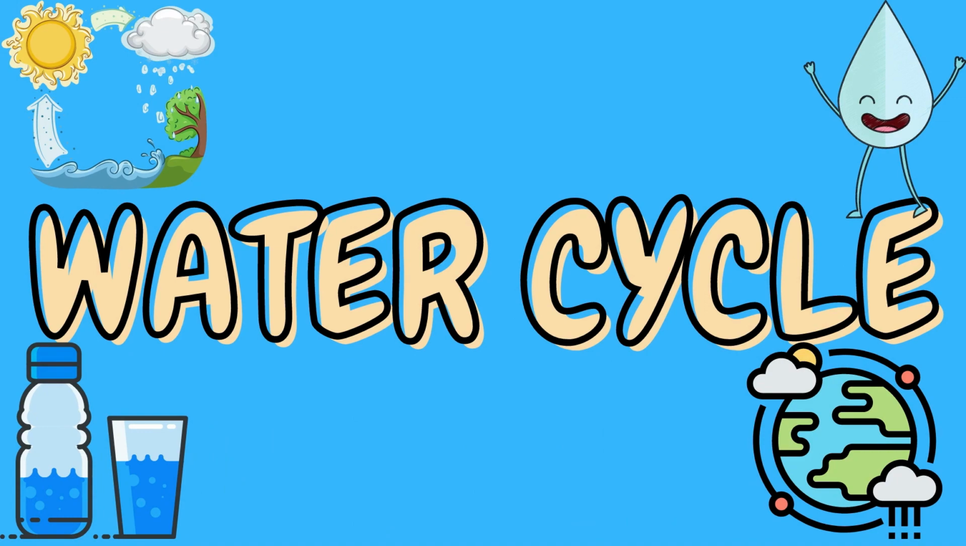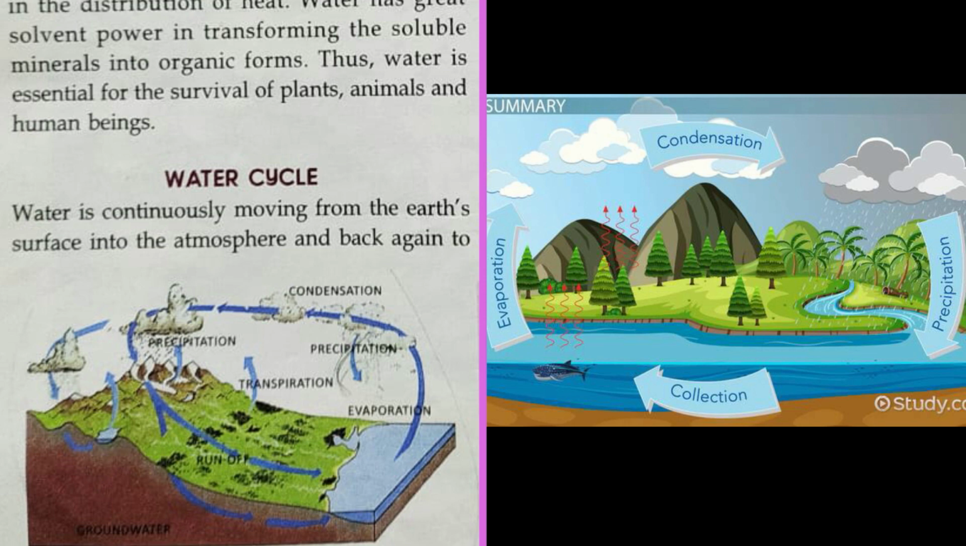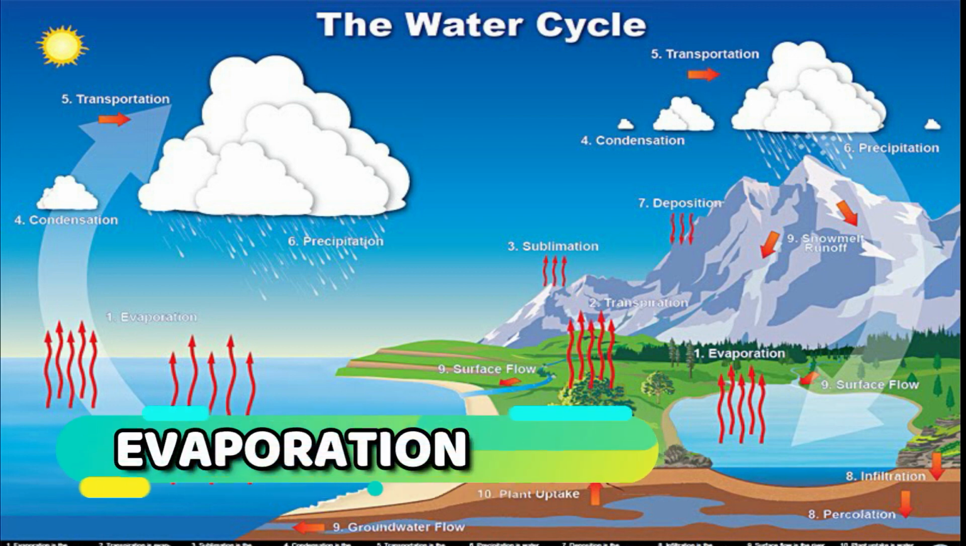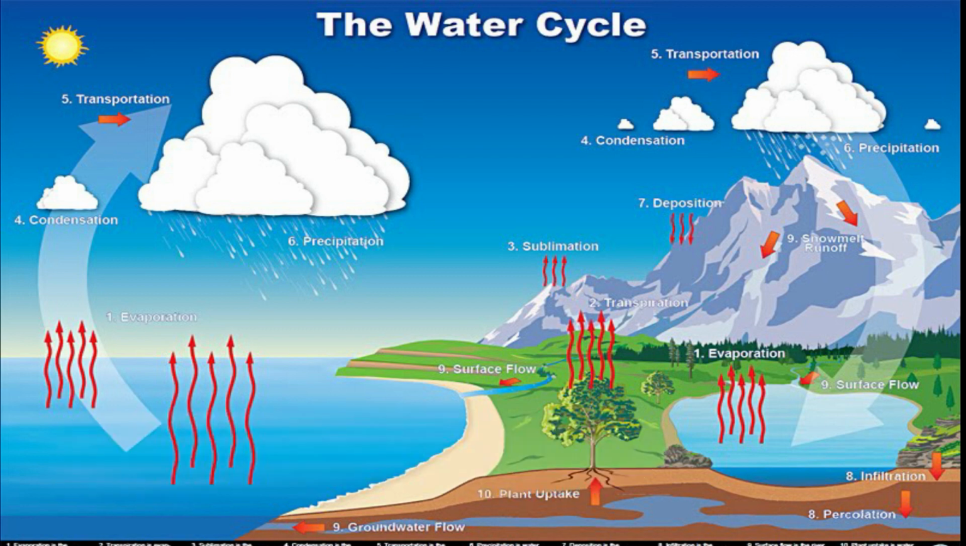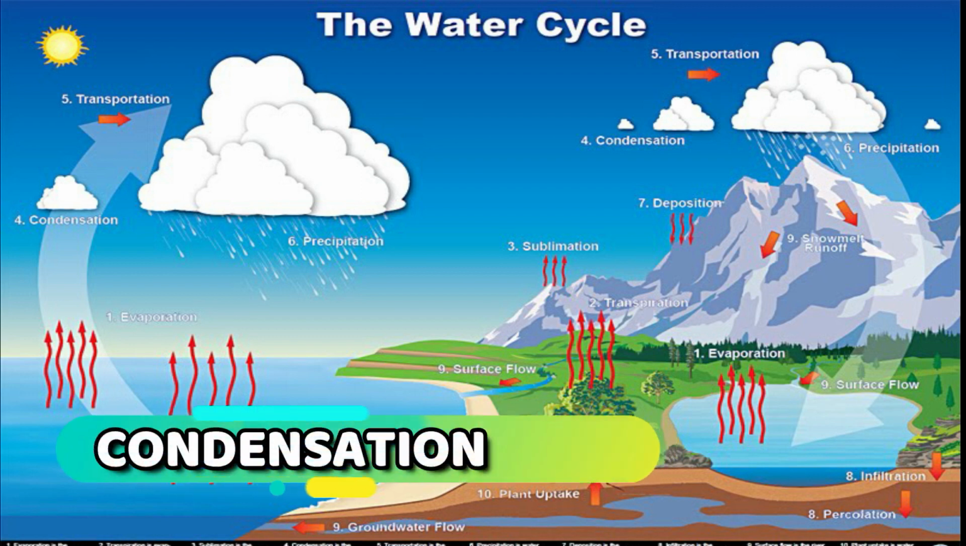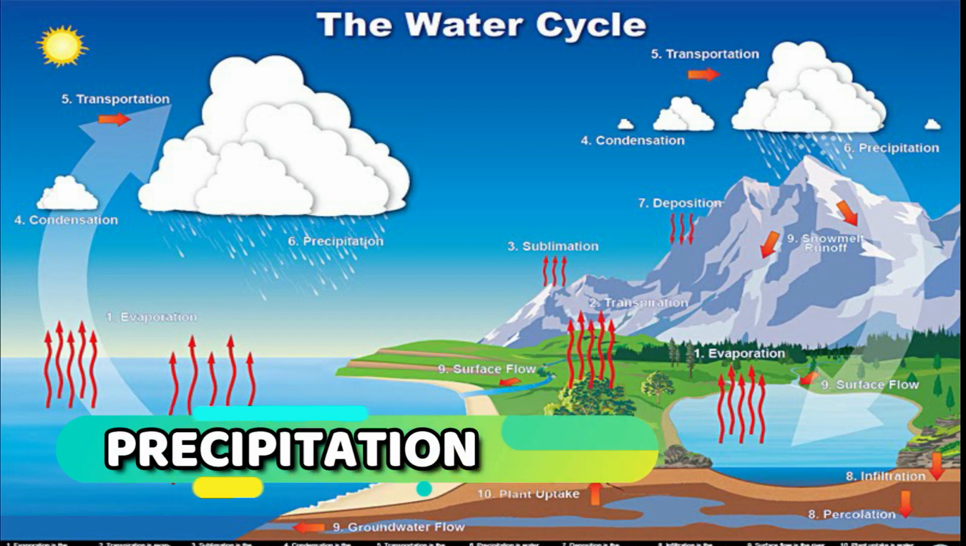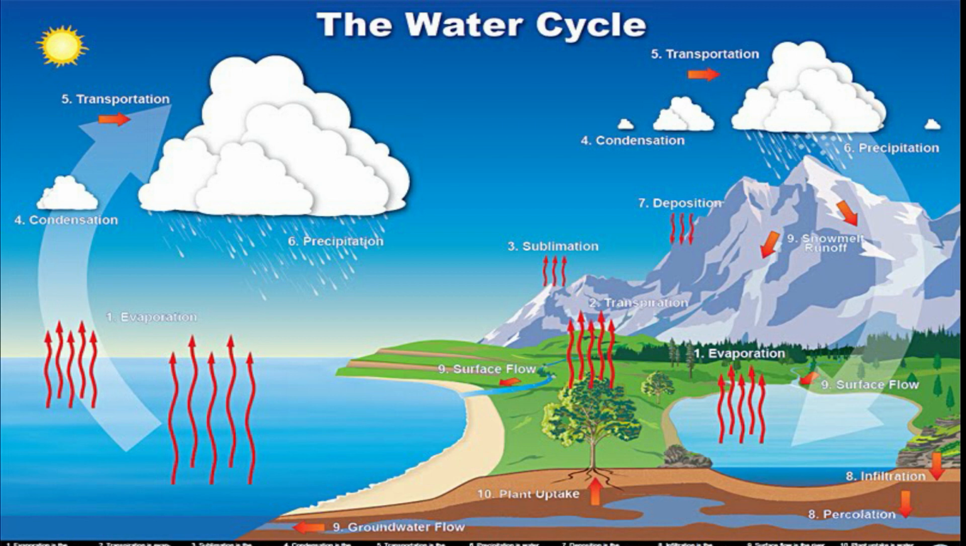Now moving ahead, we'll study about water cycle. The amount of water present on the surface of the Earth has remained unchanged for billions of years, which means water is continuously moving from the Earth's surface into the atmosphere and back again to the Earth's surface. Water, on heating, changes into water vapor through the process known as evaporation. When the water vapor loses the heat in the atmosphere, it gets converted back into water droplets, which is known as condensation. When water vapor changes to water droplets, it forms precipitation, which is in the form of rain, snow or sleet, fog, mist and dew.